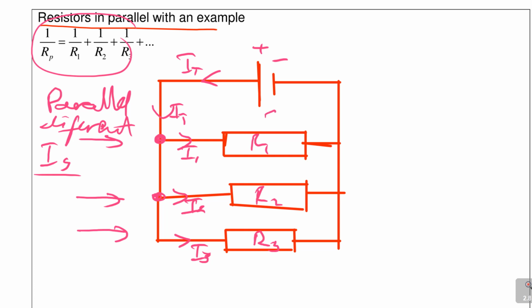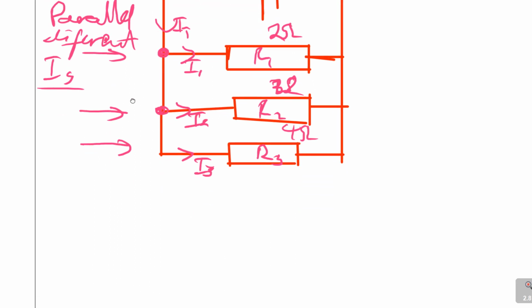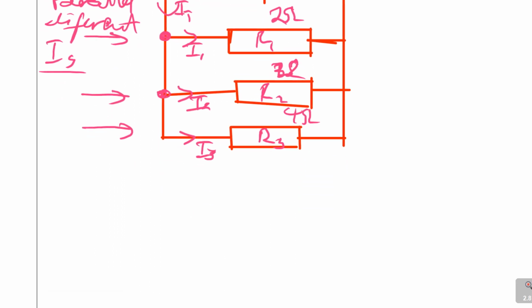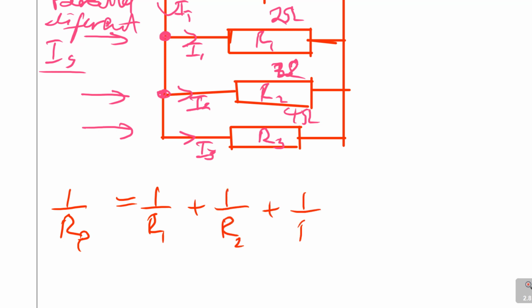So if this was 2 ohms, like previously, this is 3 ohms, and this is 4 ohms. Now the question is, what is the total resistance? Now be careful in this formula. It says 1 over RP, meaning parallel, is equal to 1 over R1 plus 1 over R2 plus 1 over R3.